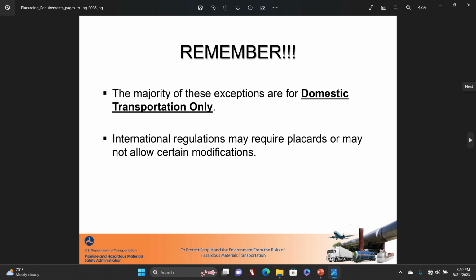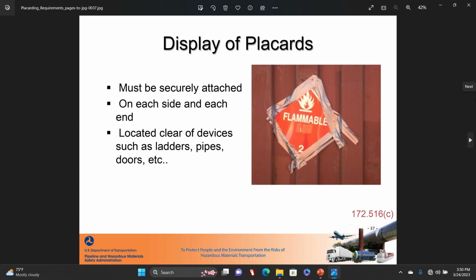The majority of these exceptions are for domestic transport only. International regulations may require placards or may not allow certain modifications, such as Class 9 going into Canada, which must be placarded. Display of placards. This drives me insane. Everybody see the flammable? And you can see that it's secured with duct tape, which is actually covering the majority of the placard.